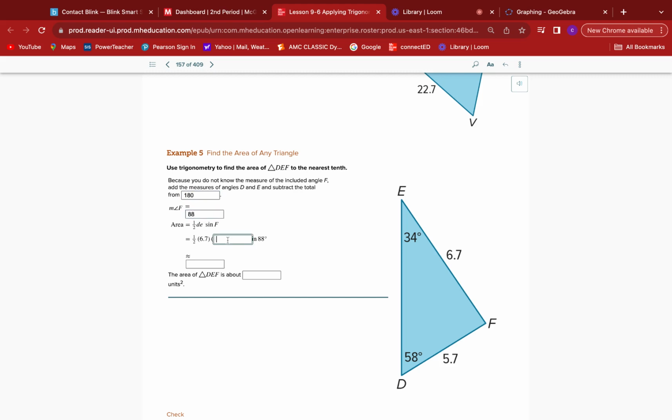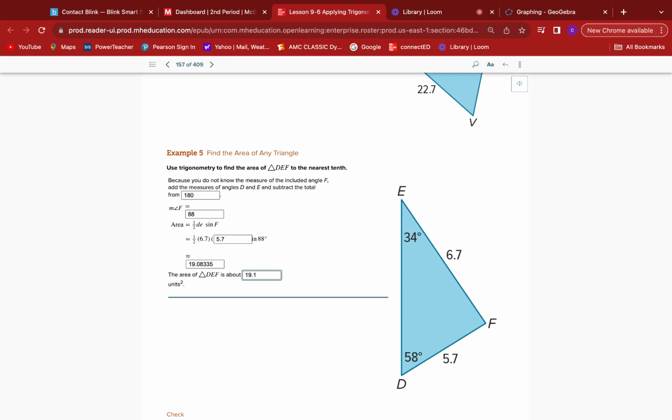Now I'm ready to plug in 1/2 of 6.7 times 5.7 times the sine of 88. All right, grab your calculator. 0.5 times 6.7 times 5.7 times sine 88 is approximately 19.08336. All right, then when we round to the nearest tenth, it'll be 19.1.